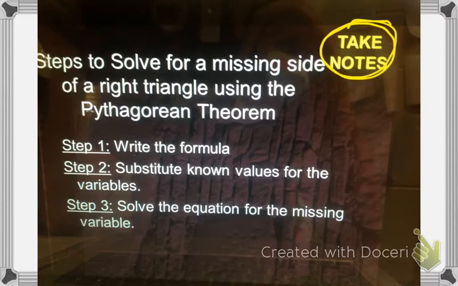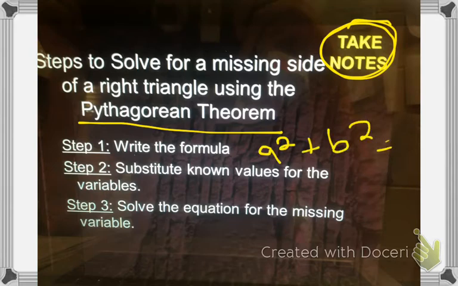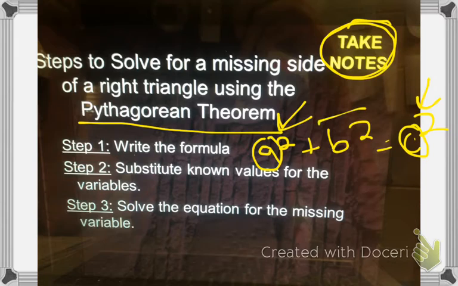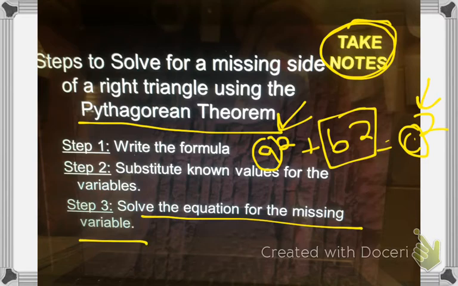These are the steps to solve for a missing side of a right triangle using that theorem. First you have to write the formula: a squared plus b squared equals c squared. Now I'm going to substitute what I know. If I know one of the legs, I'm going to plug it in. If I know the hypotenuse, I'm going to plug it in. These are the side lengths. So I plug in the side length for A, plug in the side length for C, and then I have to find the B. Solve the equation for the missing variable. Remember, you box what you don't know, and then you solve using that two-step equation stuff.